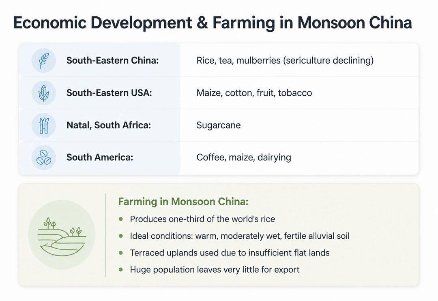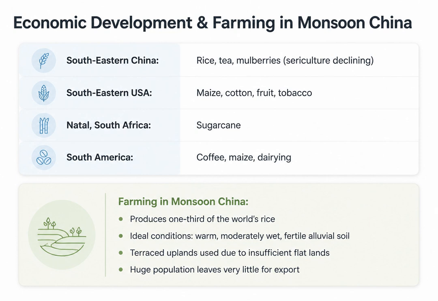The cropping patterns vary by region. Southeastern China focuses on rice, tea, and mulberries for silk production, though sericulture is declining. The U.S. Gulf states grow maize, cotton, and tobacco. Natal relies heavily on sugarcane, while South America produces coffee, maize, and dairy.